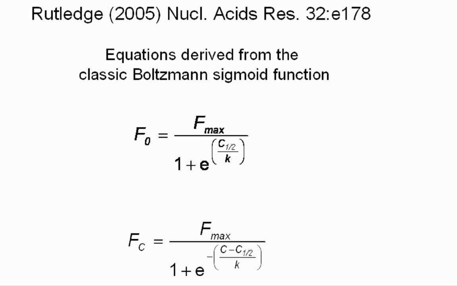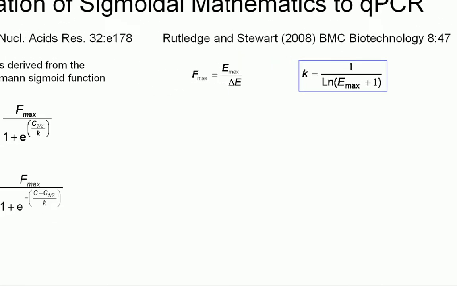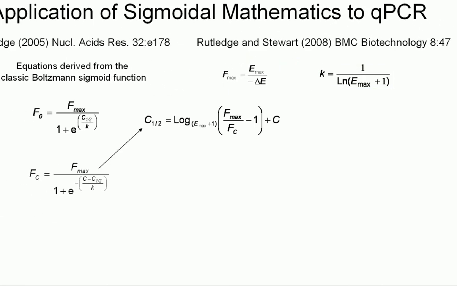It was therefore of interest to investigate how Fmax, C1/2, and K relate to delta E and Emax. As described in our BMC Biotechnology article, Fmax can be calculated directly from Emax and delta E, whereas K is defined by the inverse ln of the amplification efficiency. Substituting for K in the second equation allows C1/2 to be defined in terms of Emax, Fc, and cycle number. This in turn allows substitution of C1/2 in the first equation, which produces an equation that allows fluorescence readings to be converted directly into target quantity.